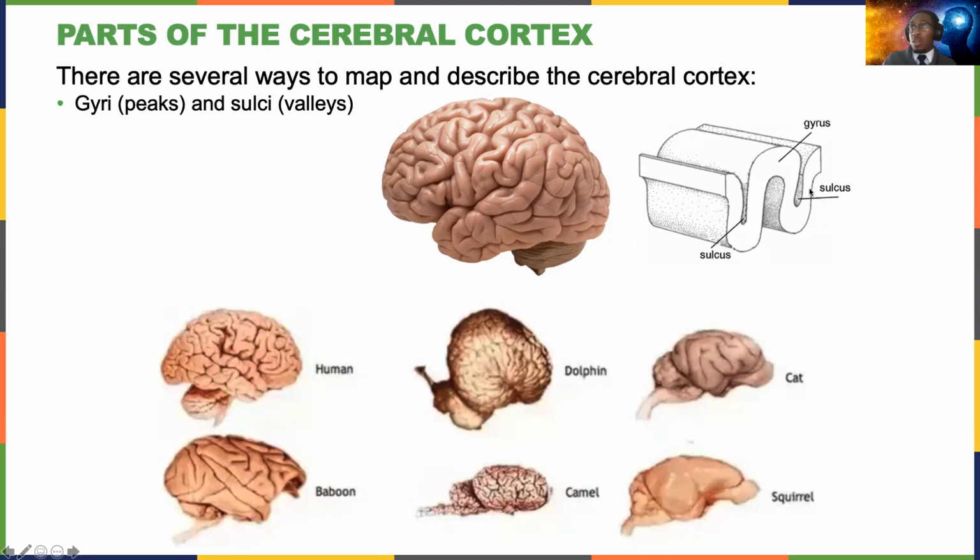So the peaks are called gyri, and the valleys are called sulci, or individually a gyrus and a sulcus. And when you compare the gyri and sulci of the human brain to those of animals, you'll notice that the human brain has many more gyri and sulci in comparison to some of these other species. And that reflects the complexity of these organisms. The more gyri and sulci that you have, the more complex your functioning is. And that's because increasing surface area in the brain enables greater complexity of function.